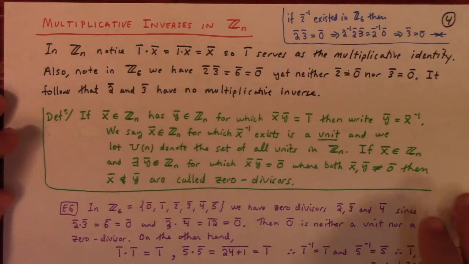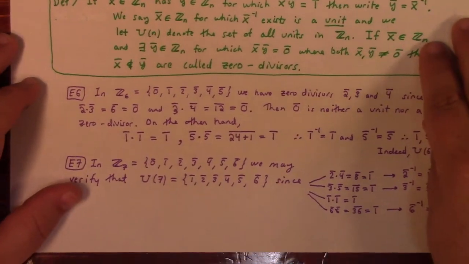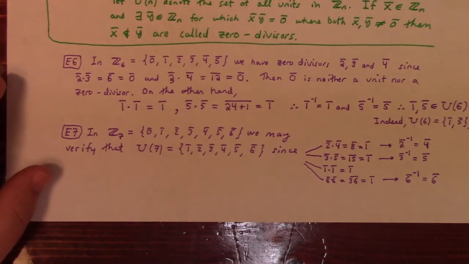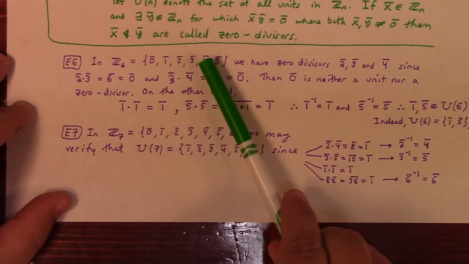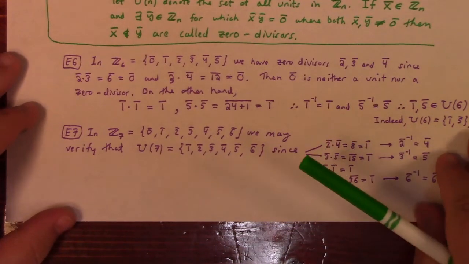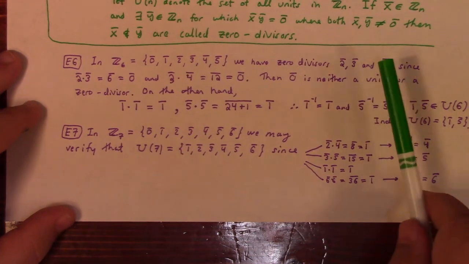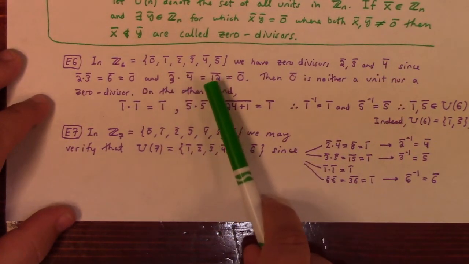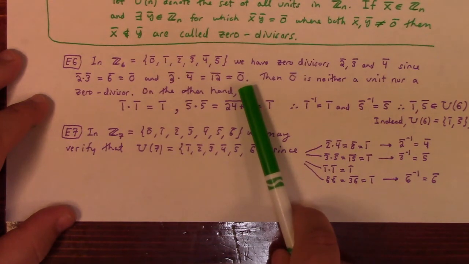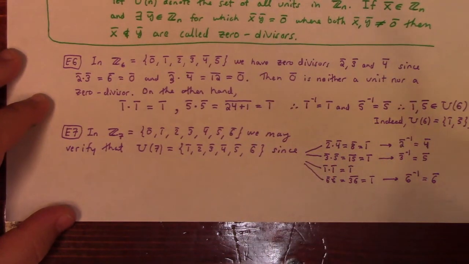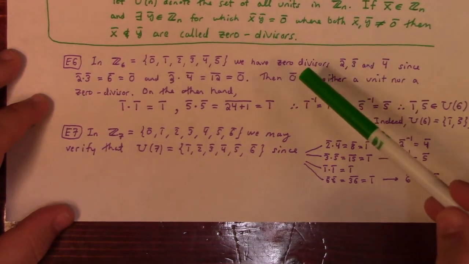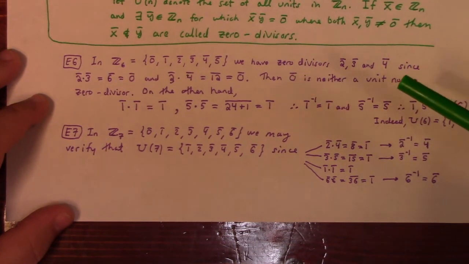So for example, in Z6, here's all of Z6. You've got 0 bar, 1 bar, 2 bar, 3 bar, 4 bar, 5 bar. That's the whole deal. As we mentioned, 2 and 3 bar are zero divisors, but 4 bar as well, because 3 bar times 4 bar is 12 bar, which is 0. So 2, 3, and 4 have equivalence classes mod 6 which are not units. In fact, they're zero divisors. The 0 equivalence class is also not a unit, and it's also not a zero divisor by our definition.